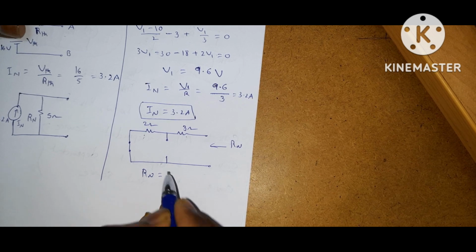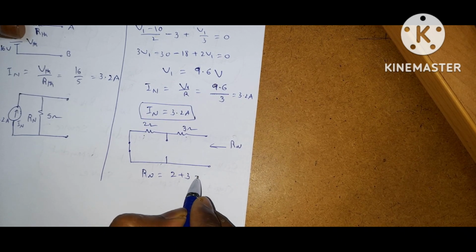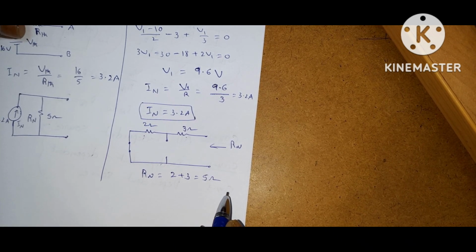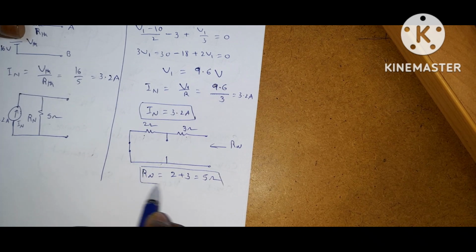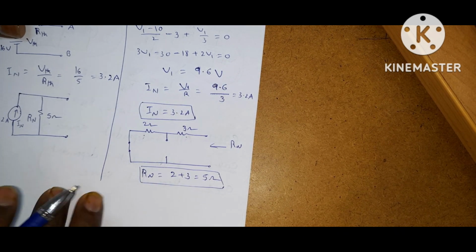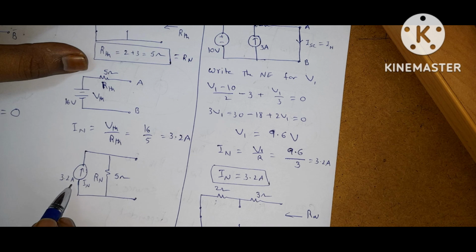So what is R Norton? R Norton is equal to 2 plus 3, that is equal to 5 ohms. So the circuit can be represented like this. I Norton is 3.2 amps and R Norton is 5 ohms.